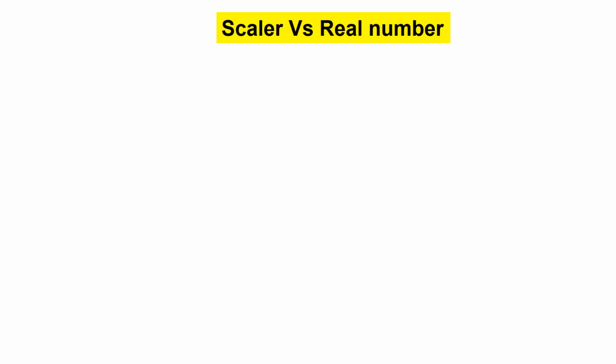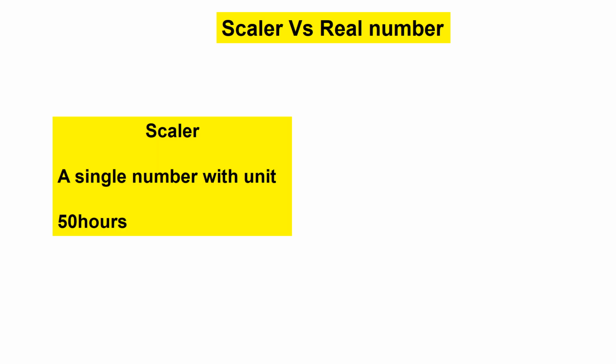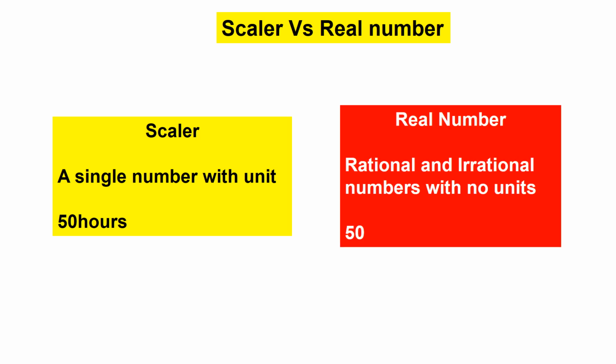Please understand that there is a difference between a scalar and a real number. The scalar is a single number with a unit. As an example, 50 hours is a number associated with the unit of time. Taking just 50 as an example, it is a real number. It does not contain any units.